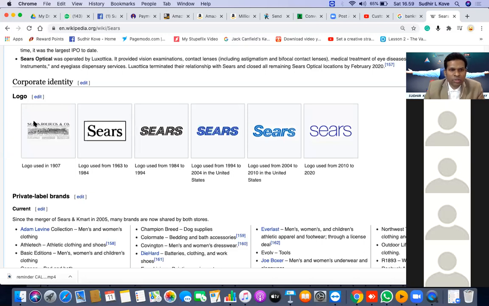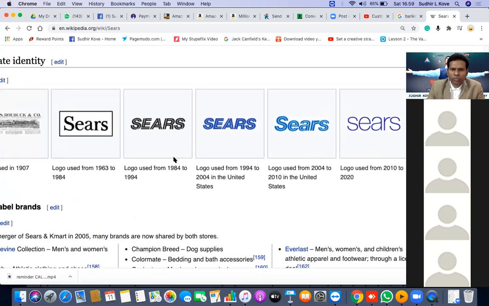In 1907, this is the kind of logo they had. In 1984, this was their logo. In 1994, this was their logo. In 2004, this was their logo. And in 2010, this is the logo they had. So do you feel that they had loss making formations in the logo? Yes or no? Now don't say no idea, now you have an idea. Yes or no?